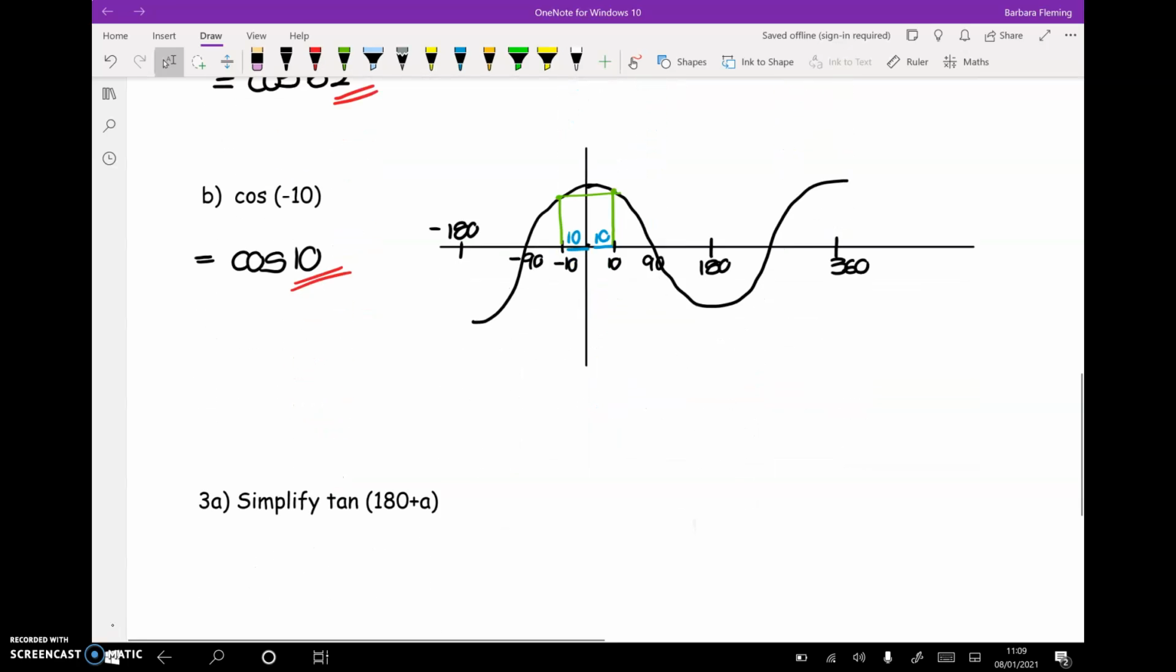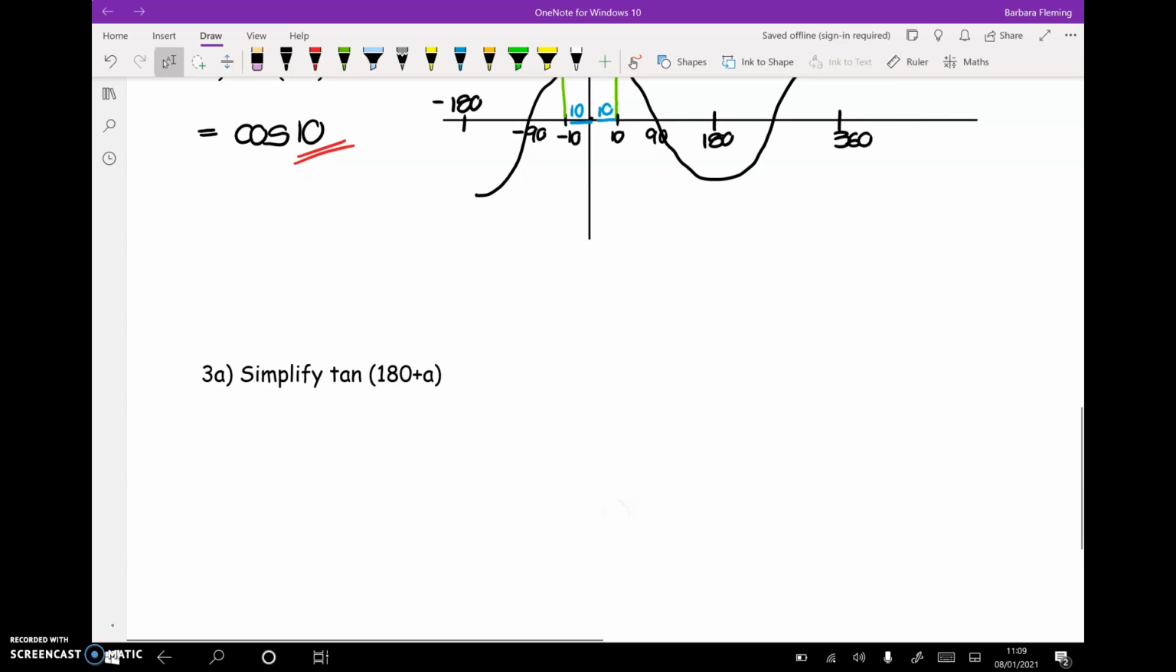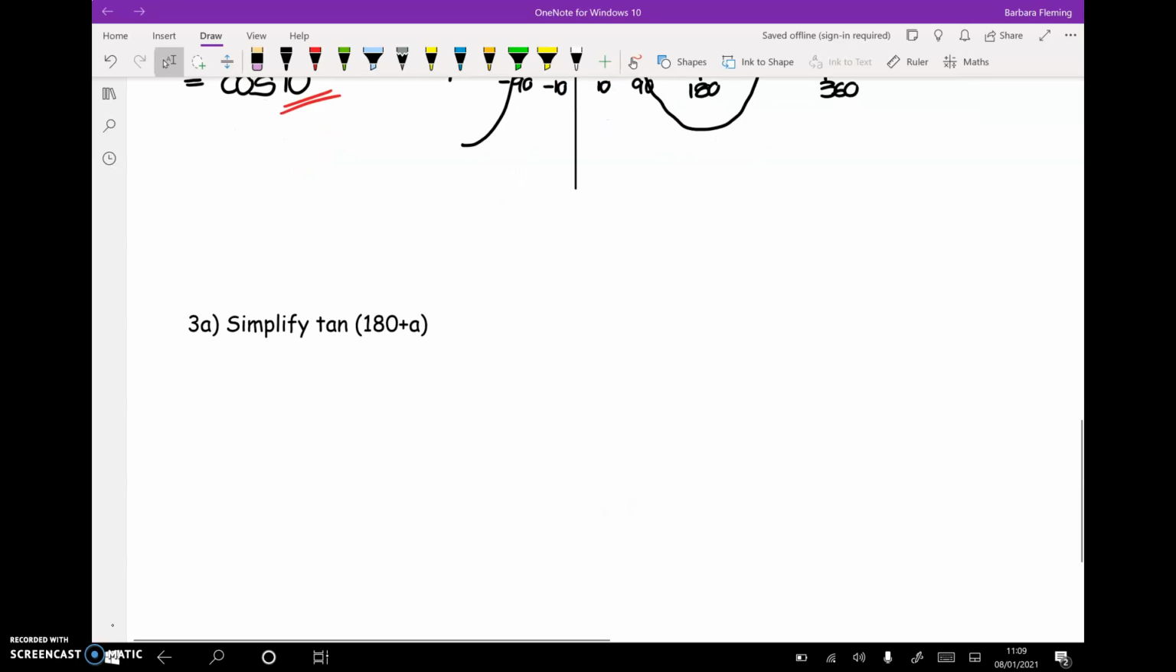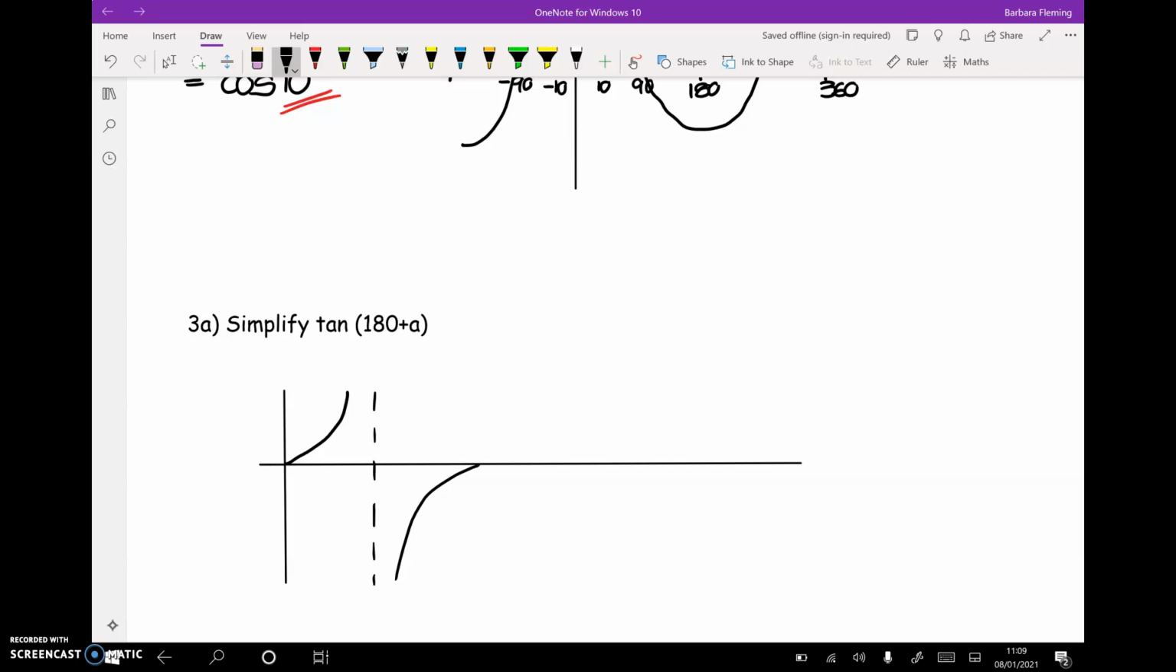Okay. Last one. These are a bit abstract, question 3, but it's good to have a little look at them. Simplify tan of 180 plus a. So just drawing out a nice big graph here. We've got your tan graph. Drawing it down. You've got your 180, you've got your 360 and your 0. That's where it's always symmetrical about those points there.